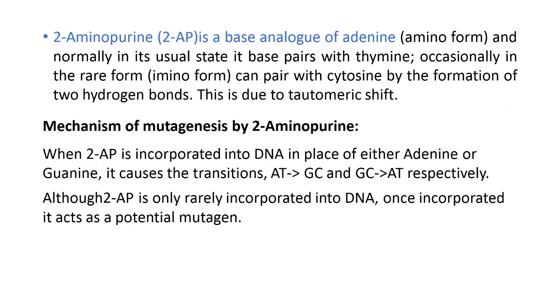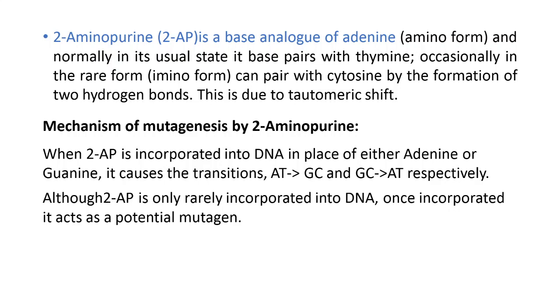2-aminopurine is a base analog of adenine, and normally in its usual state it base pairs with thymine. Occasionally, in the rare form, due to tautomerism, it can be converted into the imino form and can pair with cytosine by the formation of 2 hydrogen bonds.